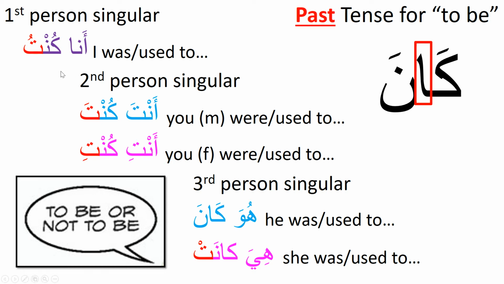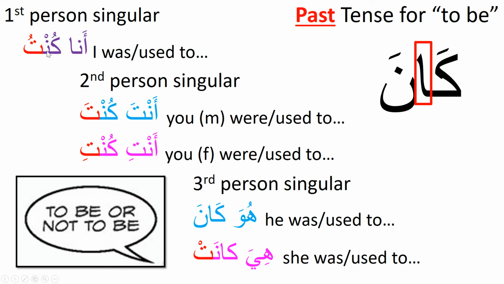So here, if I want to say I was doing something or I used to do something, by the way, this would be followed by a present tense conjugation. For instance, the verb dhahaba. We would follow this past tense conjugation by the present tense conjugation of another verb. So if you want to say I was doing something, let's start out with I was or I used to.